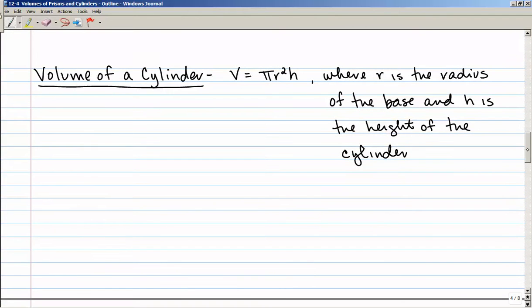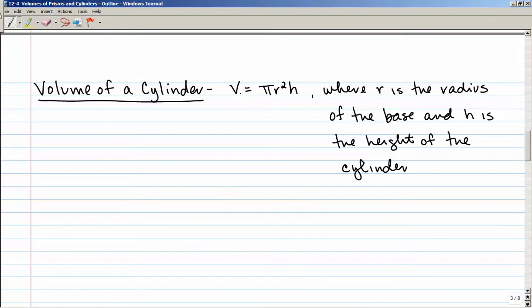The volume of a cylinder is given by the formula V equals pi r squared h, where r is the radius of the base, and remember the base of a cylinder is a circle, and h is the height of the cylinder. And actually, this formula is pretty much the same as the previous one. Pi r squared, that's the area of a circle. The base is a circle, so basically you're just multiplying the area of the base, which is a circle, times the height of the cylinder.